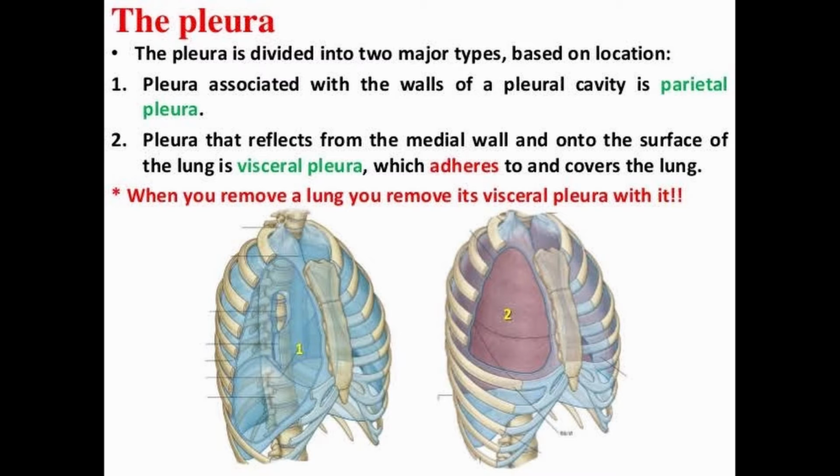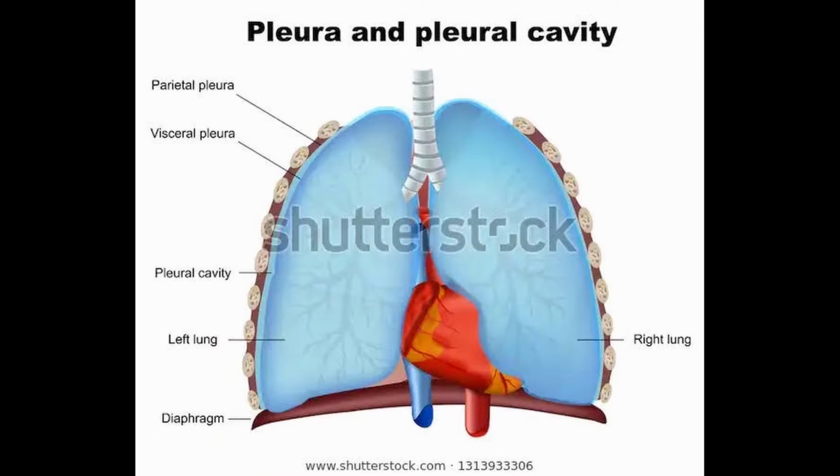When you remove a lung, you remove its visceral pleura with it. There is a diagram showing the pleura and the pleural cavity. There is a parietal pleura and a visceral pleura. The parietal pleura is the outer layer and the visceral pleura is the inner layer. So when the lung is removed, the visceral layer is also removed, but the parietal pleura is not removed because the parietal pleura is the outer layer and the visceral pleura is the inner layer.